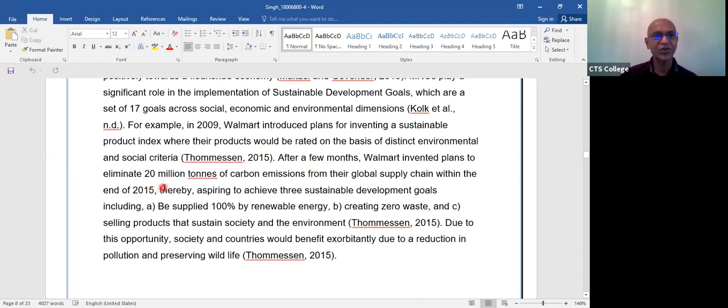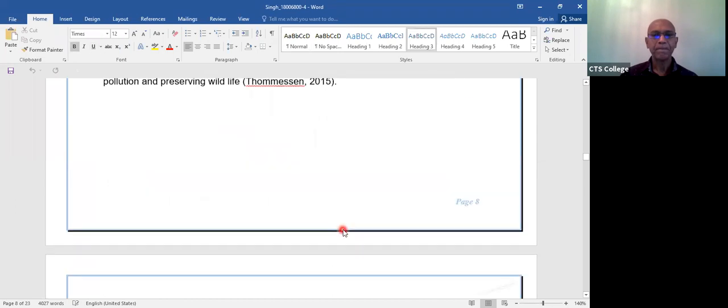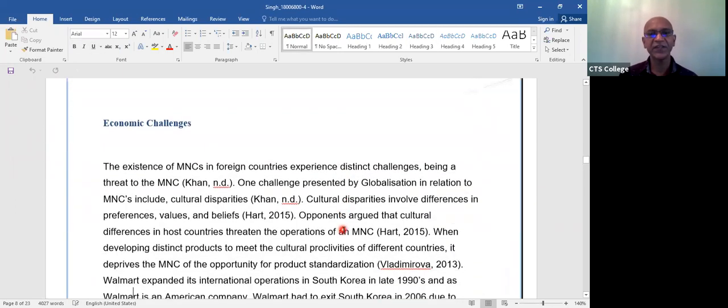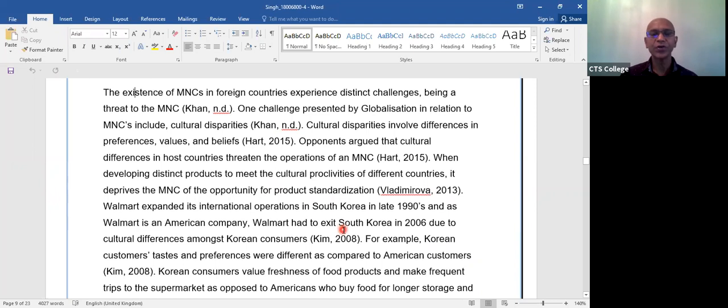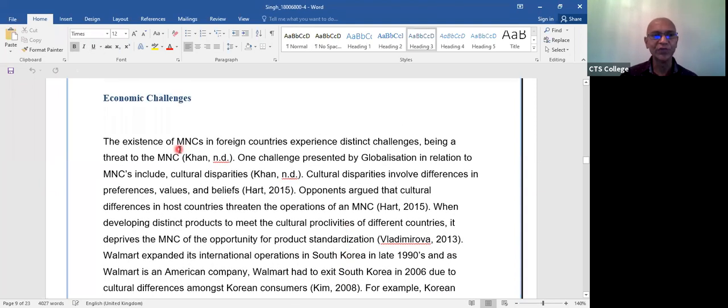The student has strong data and a reference, Thomason 2015. Due to this opportunity, society and countries would benefit exorbitantly from a reduction in pollution and preserving wildlife. I think this was a really good point. Let's move on to economic challenges. Again, your assignment does not require you to discuss economic challenges, but we can discuss this in any event.